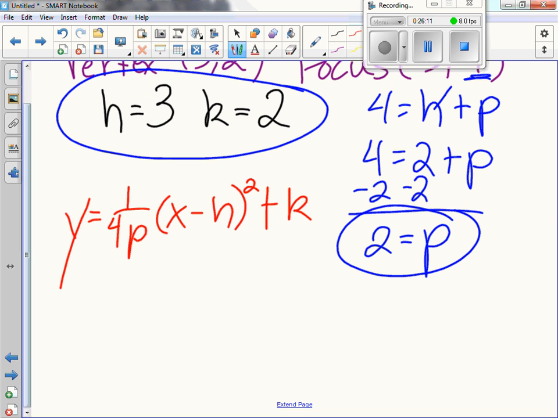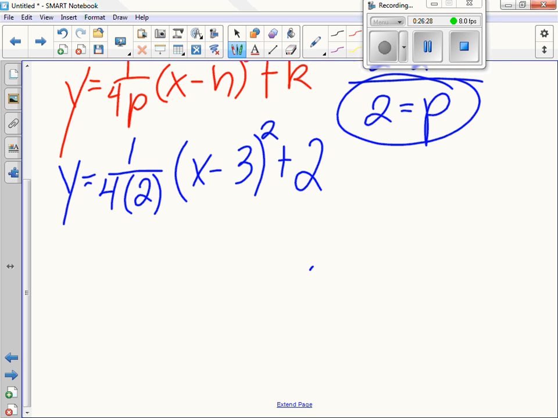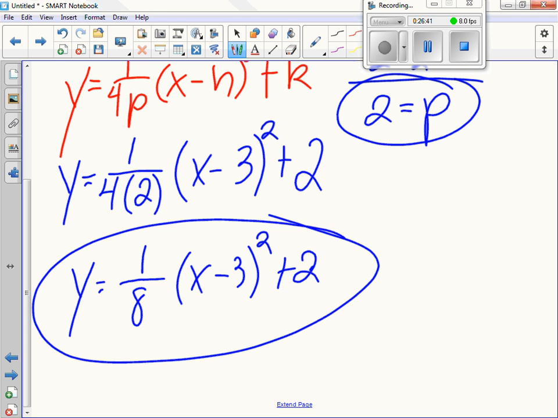Now, looking at this equation, I'm going to start from the left. So y equals 1 over 4, well, p is what? x minus h was, squared plus, we're almost done. I can't leave 4 times 2 in the denominator. 4 times 2 is? That's it. We're using the focus and vertex to find h, k, and p and plug it in.